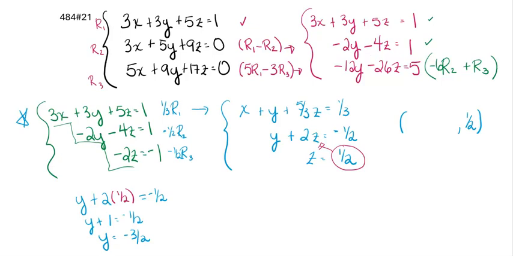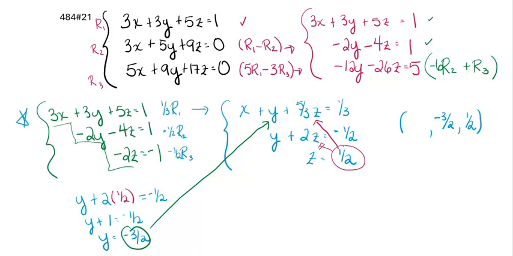So I'm going to put negative 3/2 in my y space in my ordered triple. Sorry for saying it that way. Now that I know what my z is and I know what my y is, I'm going to replace my y right here with negative 3/2, and I'm going to replace my z in this one with a 1/2.